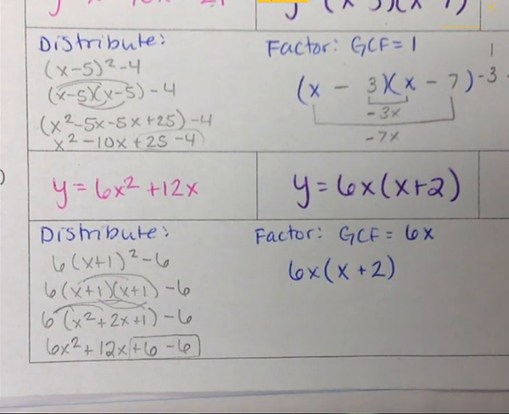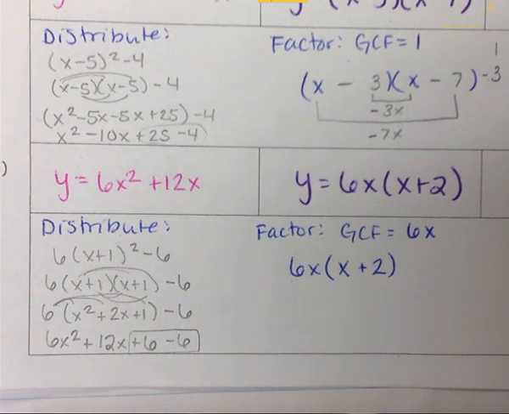So to convert, again, in order to convert to standard form, you'll need to distribute. To convert to intercept form, you will need to factor. And to convert to vertex form, you would complete the square, or you would just find the vertex using your calculator and the a from the original equation.